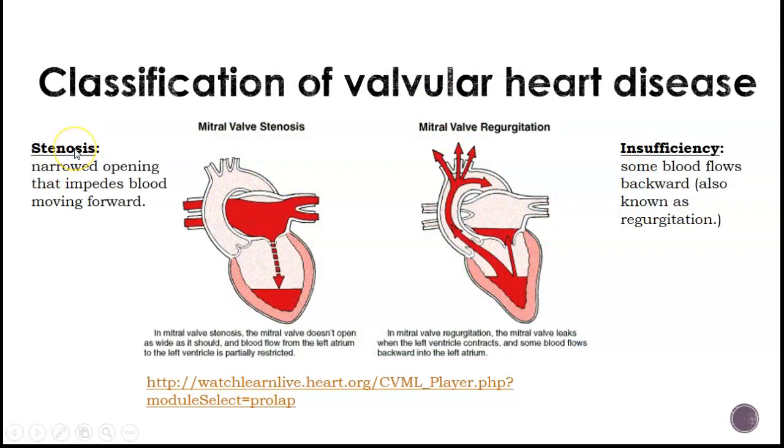Different classifications, make sure you know your terminology. We have stenosis, which is a narrowing that impedes blood flow moving forward. Regurgitation or insufficiency, those terms are used interchangeably. That's basically when some blood flows backwards versus just continuously moving forward. So I call that like the 2 steps forward, 1 step back.